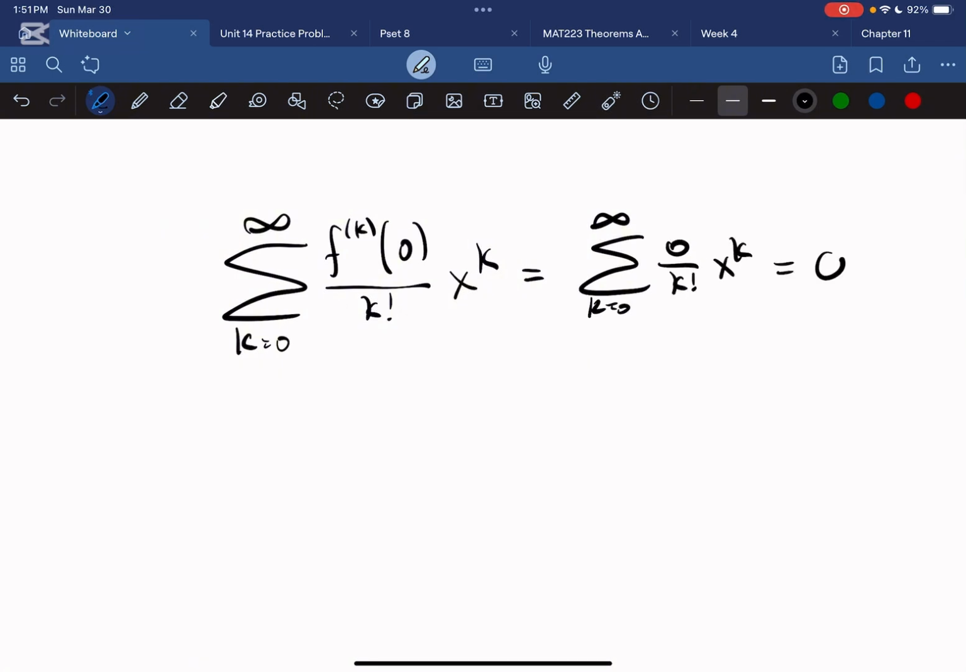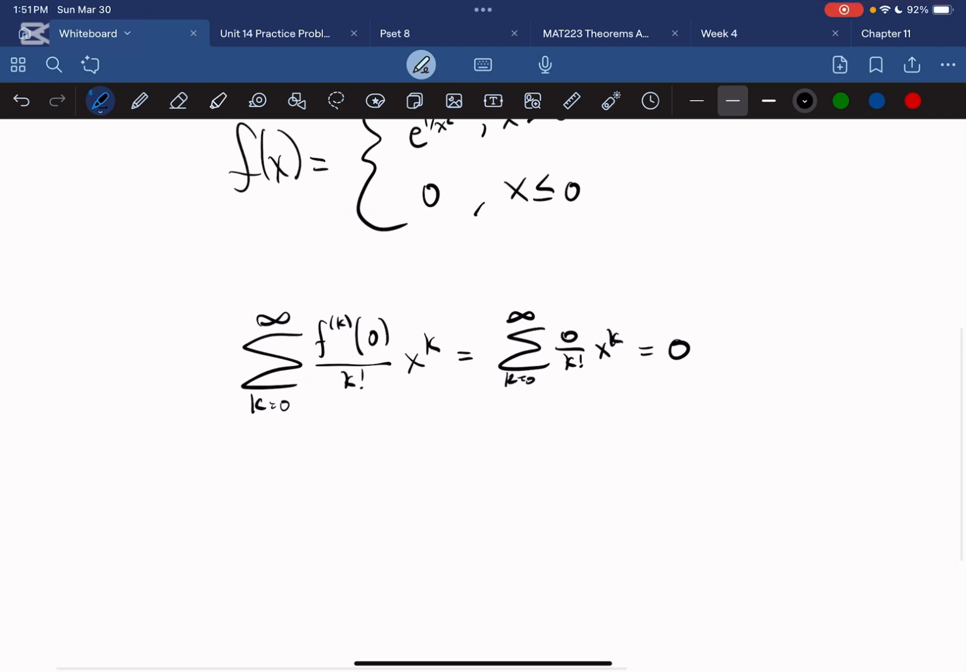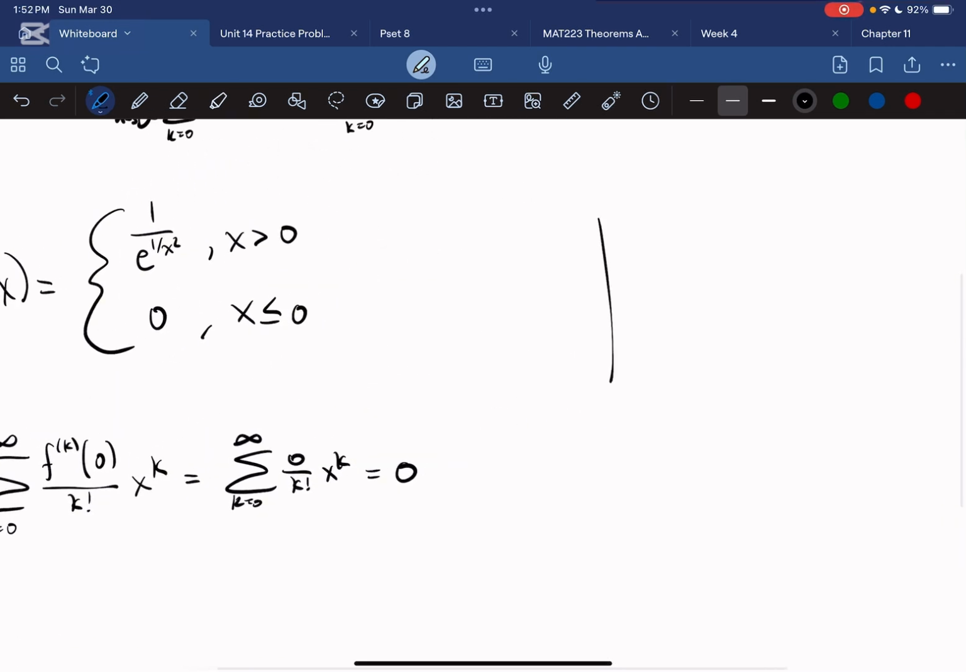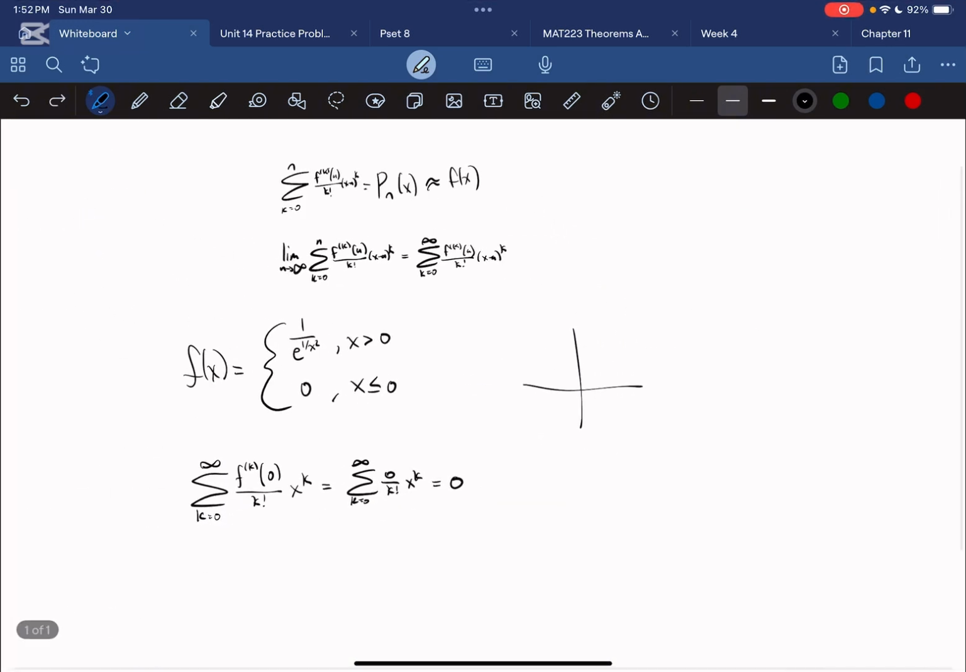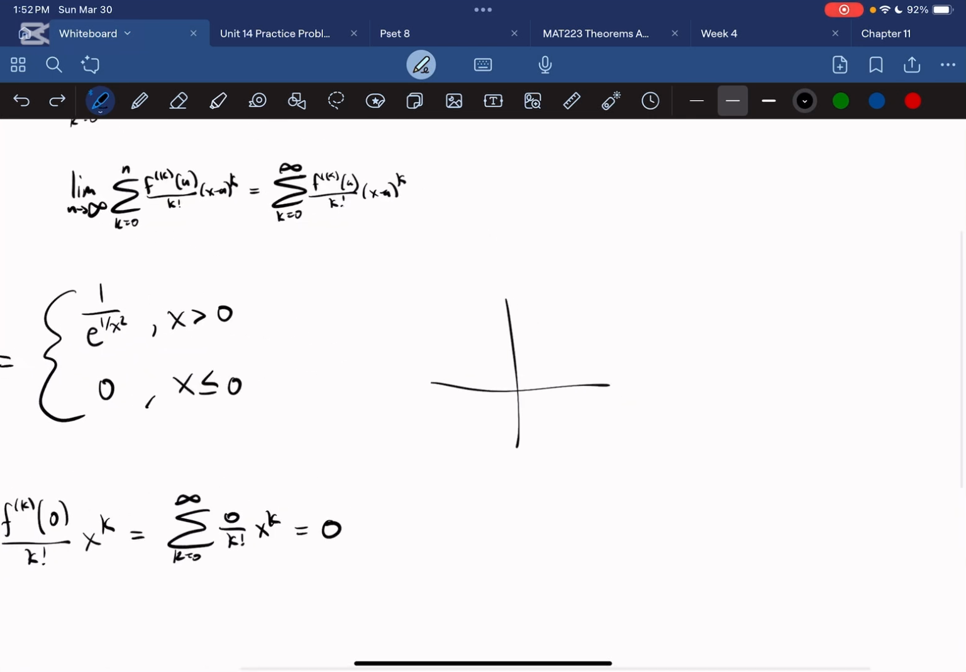Which is just equal to 0. Meaning our Taylor series for this function is just a 0 function. But we know that e to the negative 1 over x squared is a pretty cool function. He's got some personality to him, right? He's a bit more interesting than just 0.